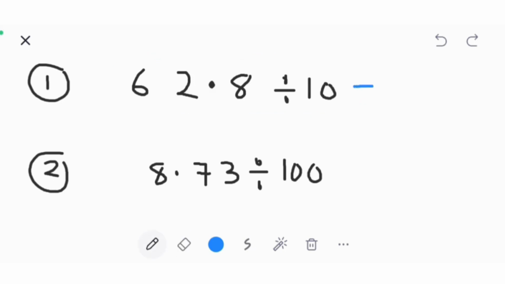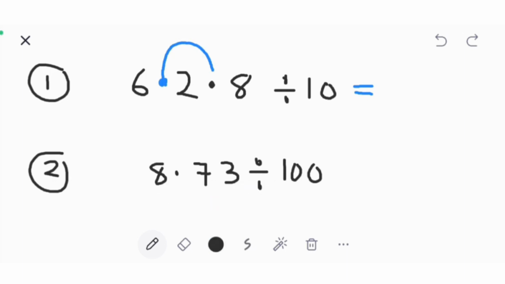So what you do is this. 10 has only one zero. Now because 10 has one zero, you will move this decimal point once. And because we are doing division, you will move the decimal point to the left. Let's do that now. You move it 1, then you stop. The decimal point is now here.